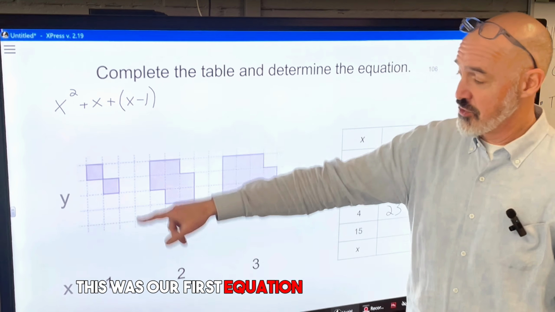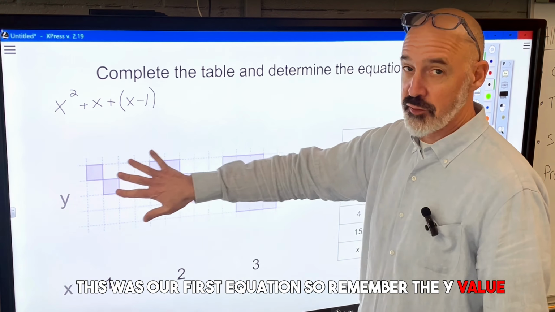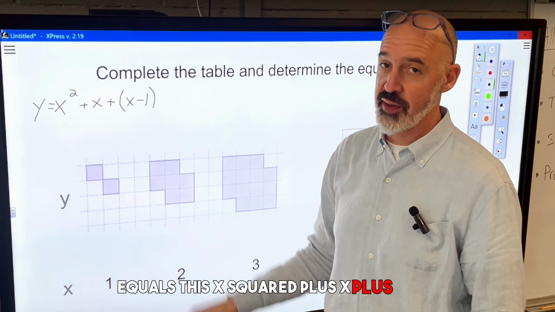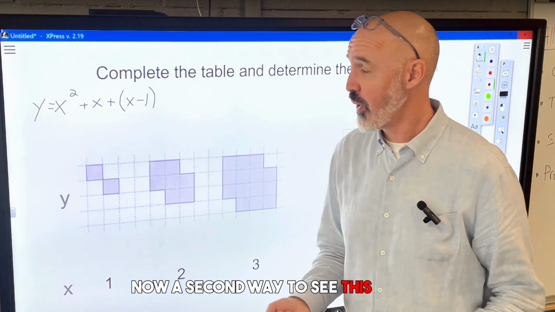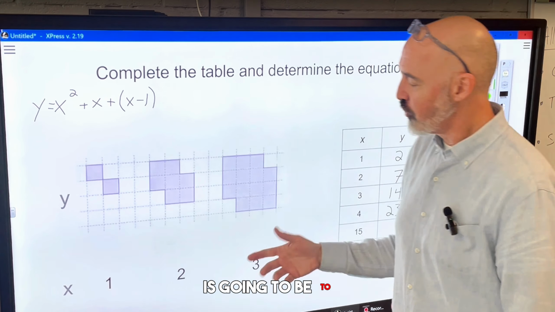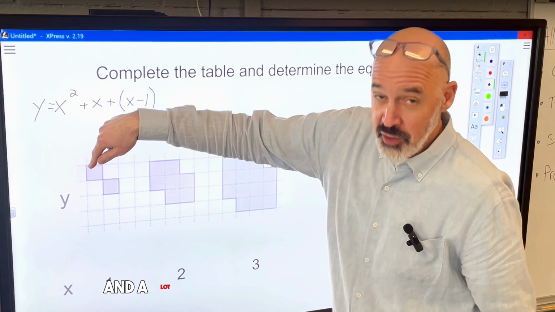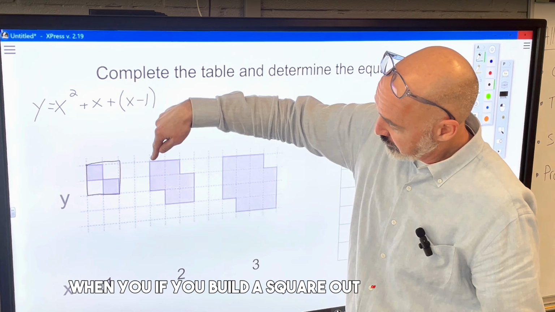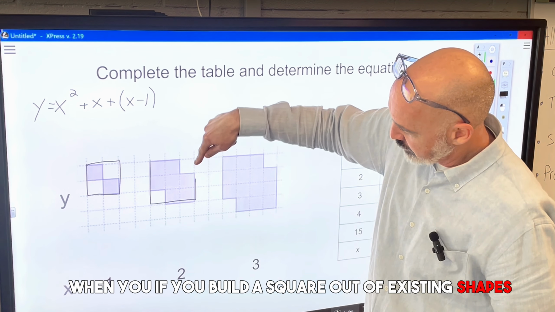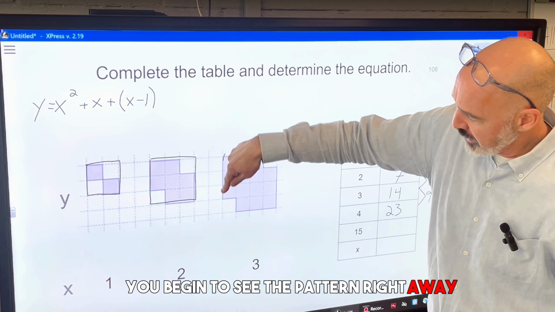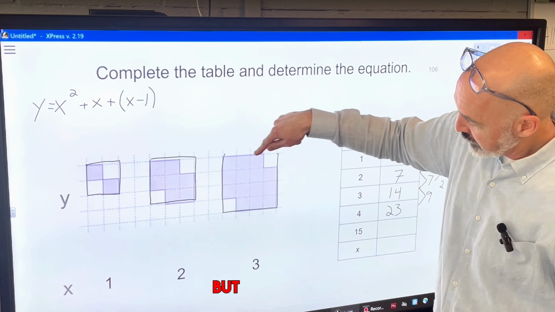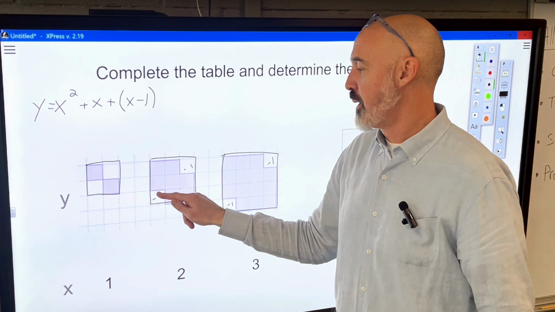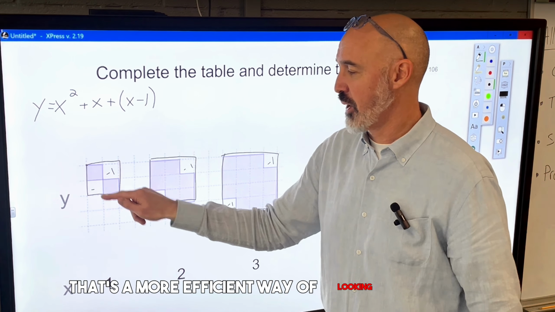This was our first equation. So remember, the y value, the number of squares, equals this x squared plus x plus x minus 1. Now, a second way to see this equation is going to be to build, and a lot of students saw this too in my class, if you build a square out of the existing shapes, you begin to see the pattern right away that they are squares, but there's always like these 2 pieces missing out of each square. And in some ways, that's a more efficient way of looking at this pattern.